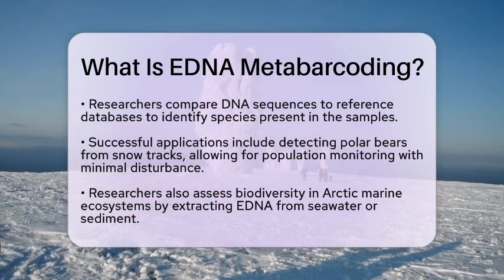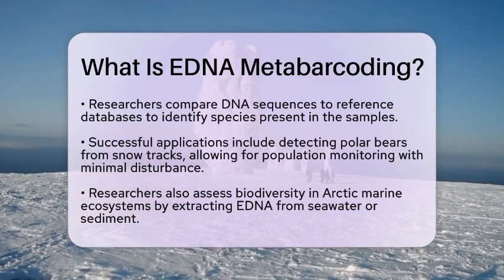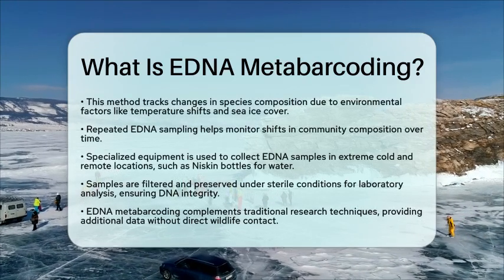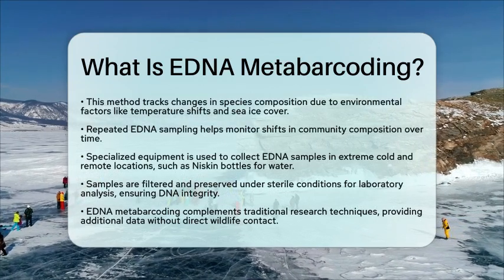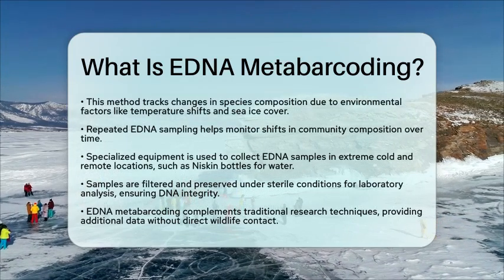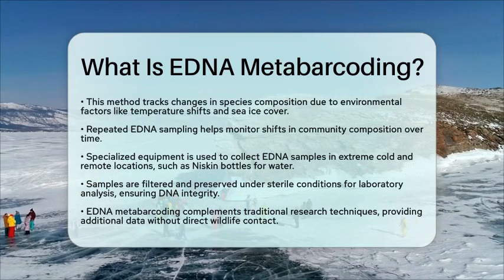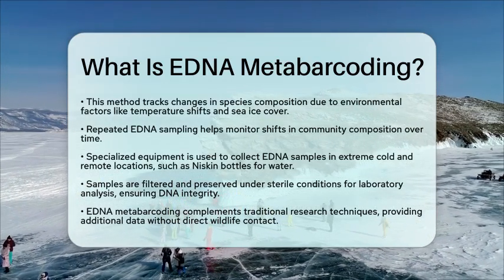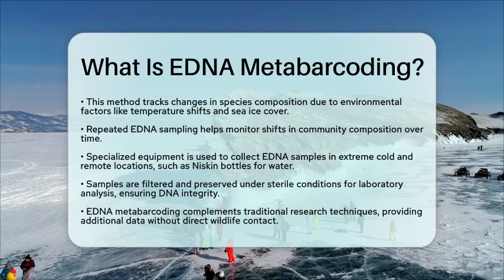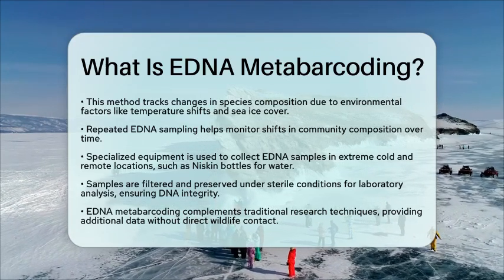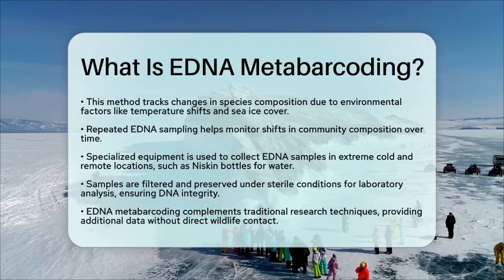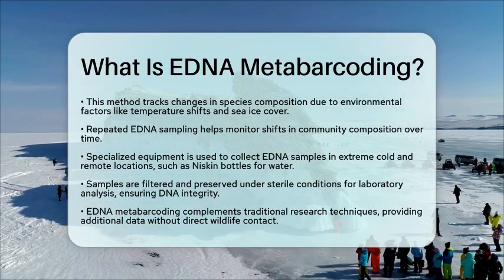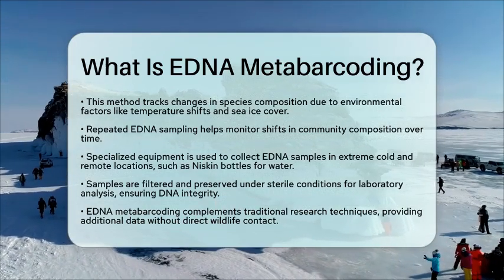The technology used for collecting environmental deoxyribonucleic acid samples in polar regions often involves specialized equipment designed to operate in extreme cold and remote locations. For example, researchers may use Niskin bottles to collect water samples from research vessels. These samples are then filtered and preserved under sterile conditions for later laboratory analysis. Snow samples from animal tracks are carefully collected and preserved to maintain DNA integrity.